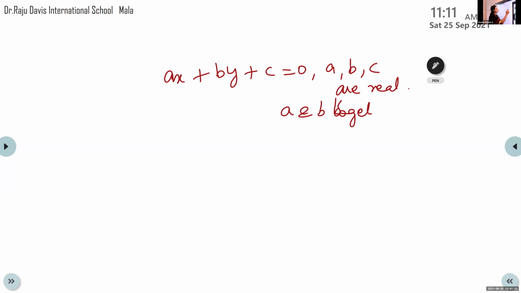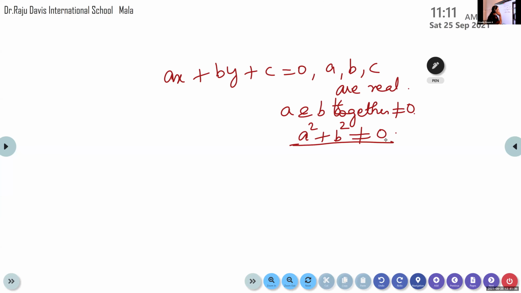Instead of saying together not equal to 0, we use another term, a square plus b square is not equal to 0. In our books we have this notation, a square plus b square not equal to 0. When you square it, a square is positive, b square also positive. So when will this quantity be 0? When a is 0 and b is 0, isn't it? When both the terms become 0. And this is the form we have learned for linear equation.